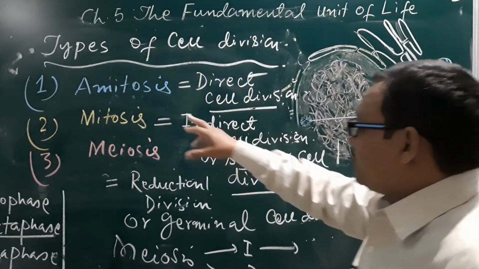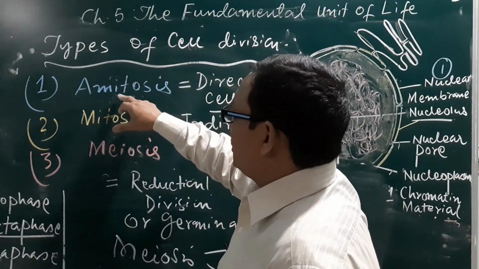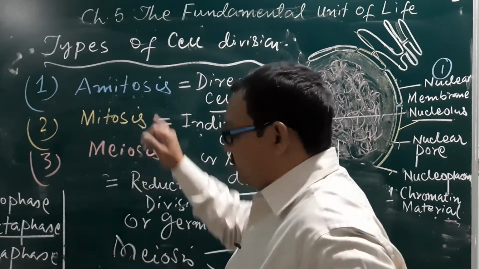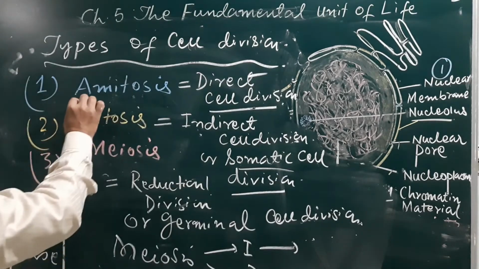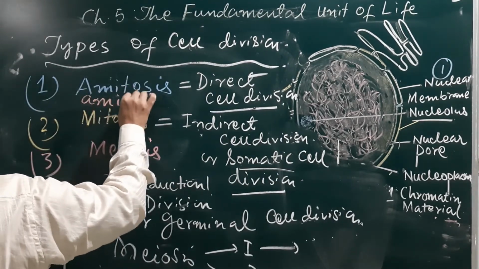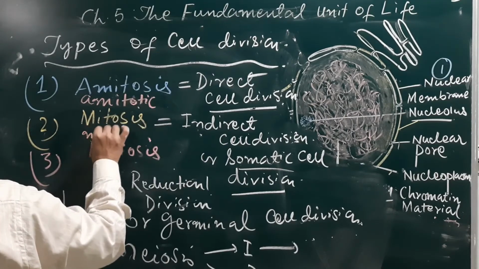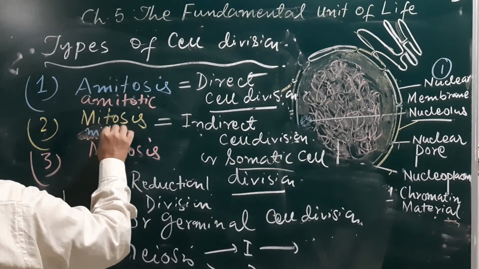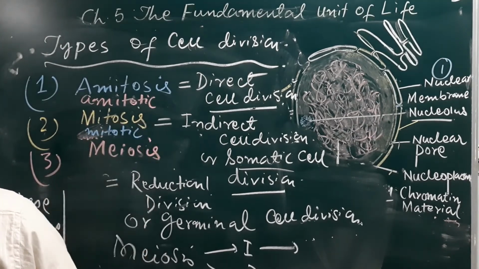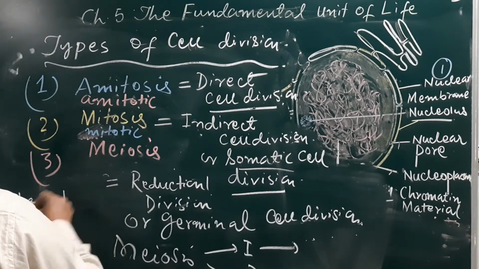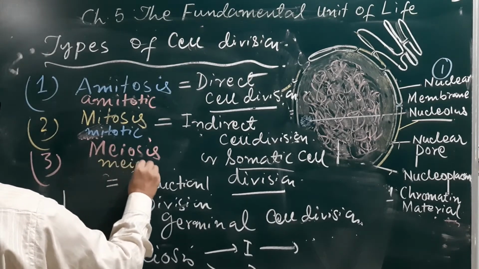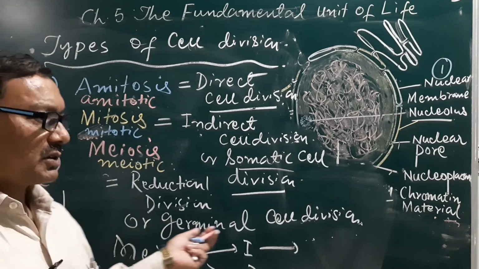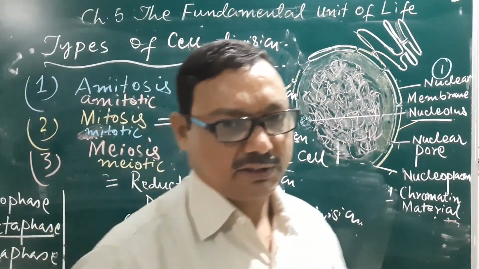Understand? There is also some other terminology useful for you: amitotic, mitotic and meiotic. It is also known as amitotic division, mitotic division, and also as meiotic. Understand? Okay, so these are the important facts regarding the nucleus and cell division.